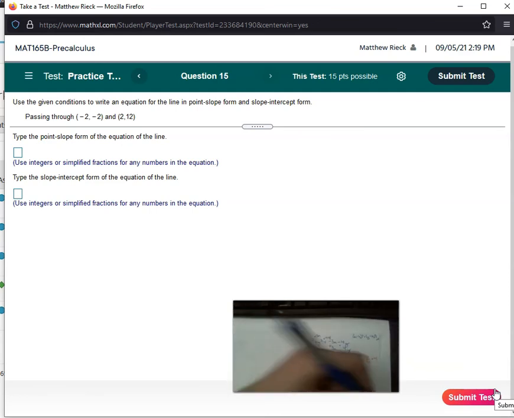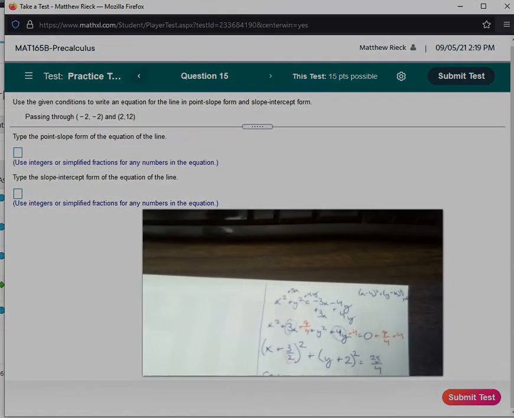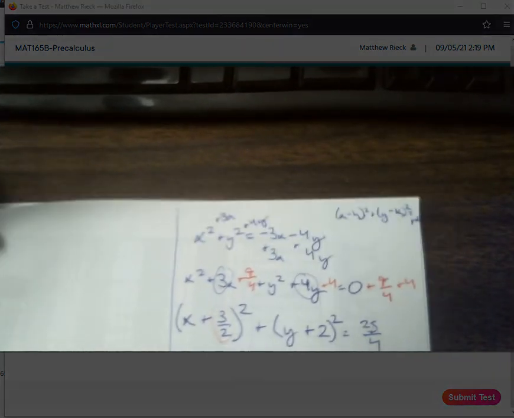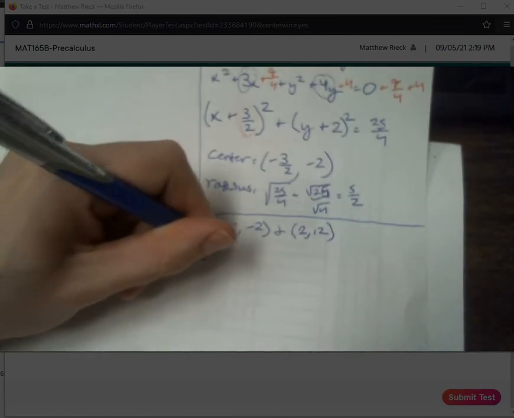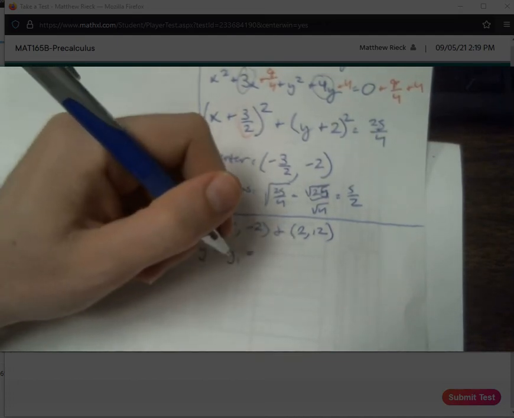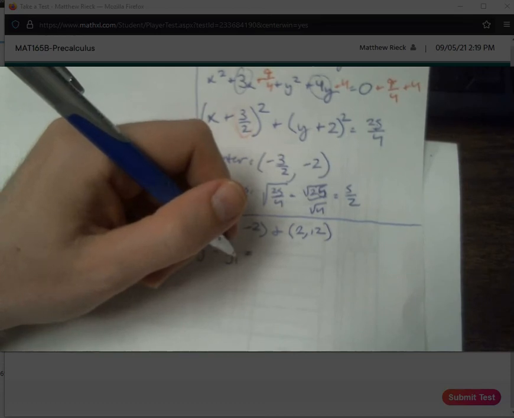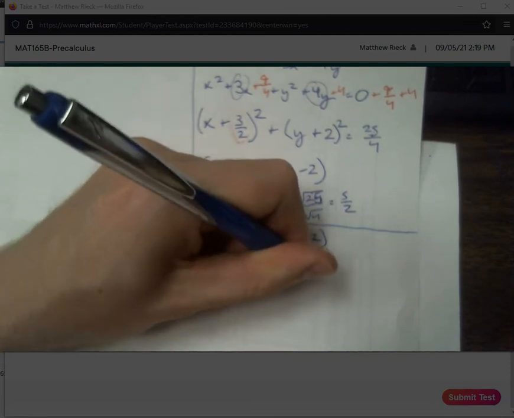All right, so this last question here is dealing with the equation for a line given 2 points. All right, so we have point -2, -2, and 2, 12. All right, so again, I'm going to start off by finding the point slope form, even though that was like the one form that they did not ask for in the problem, which would be y minus y1 equals m times the quantity x minus x1.